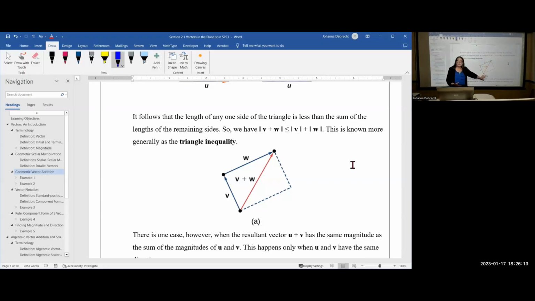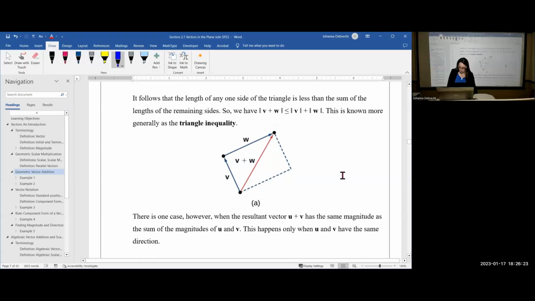The only time that they're equal is when V and W are parallel. That's the only time that they're going to be the same. All right, when they have the same direction, then you can get these two to be equal to each other. So the less than or equal to includes the degenerate triangle case, where what you really have is two vectors in the same direction. So this will be U.